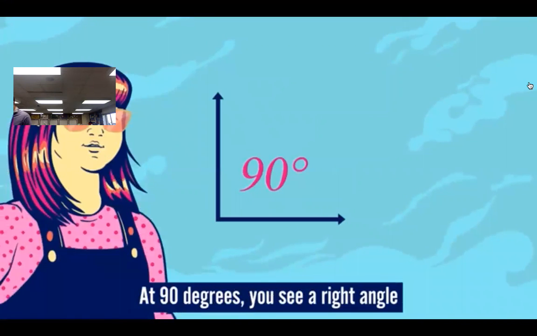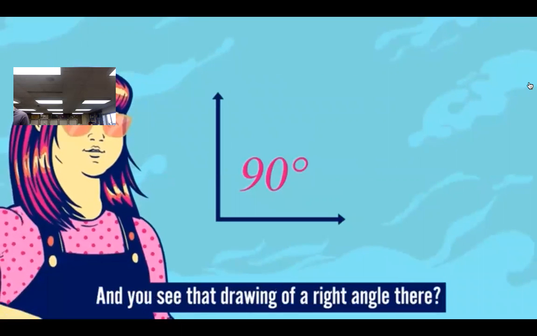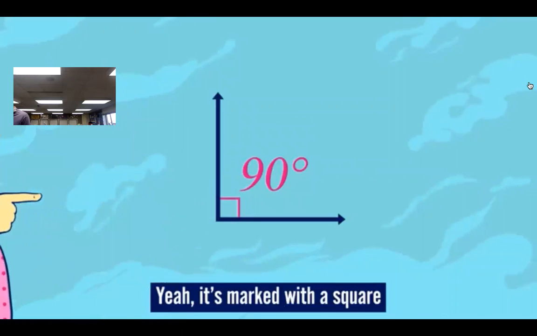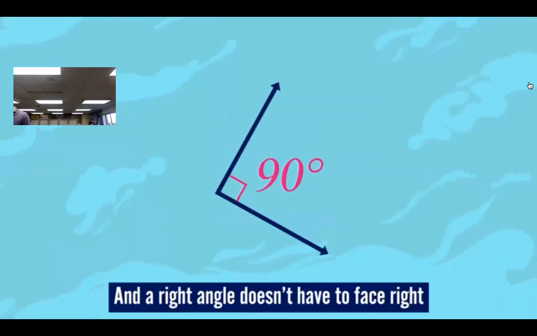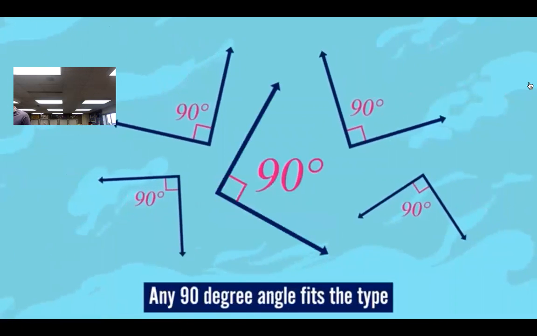At 90 degrees, you see a right angle. It makes up the corner of a square or rectangle. And you see that drawing of a right angle there? Yeah, it's marked with a square. And the right angle doesn't have to face right. Any 90 degree angle fits the type.